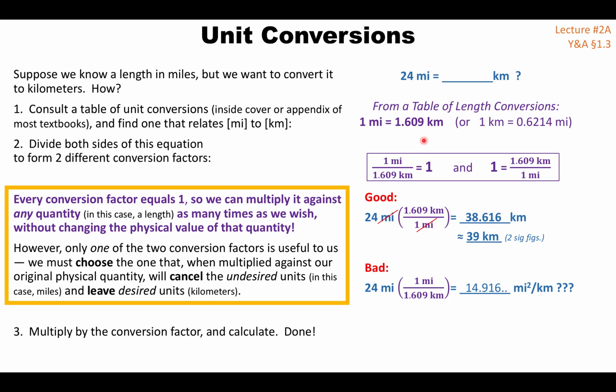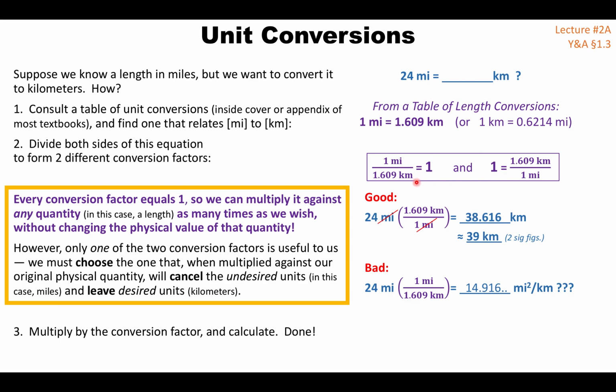Step 2, take that equation, that simple equation right there, divide both sides by 1.619 kilometers and turn it into this equation on the left. And then again, divide both sides by 1 mile and turn it into that equation on the right.